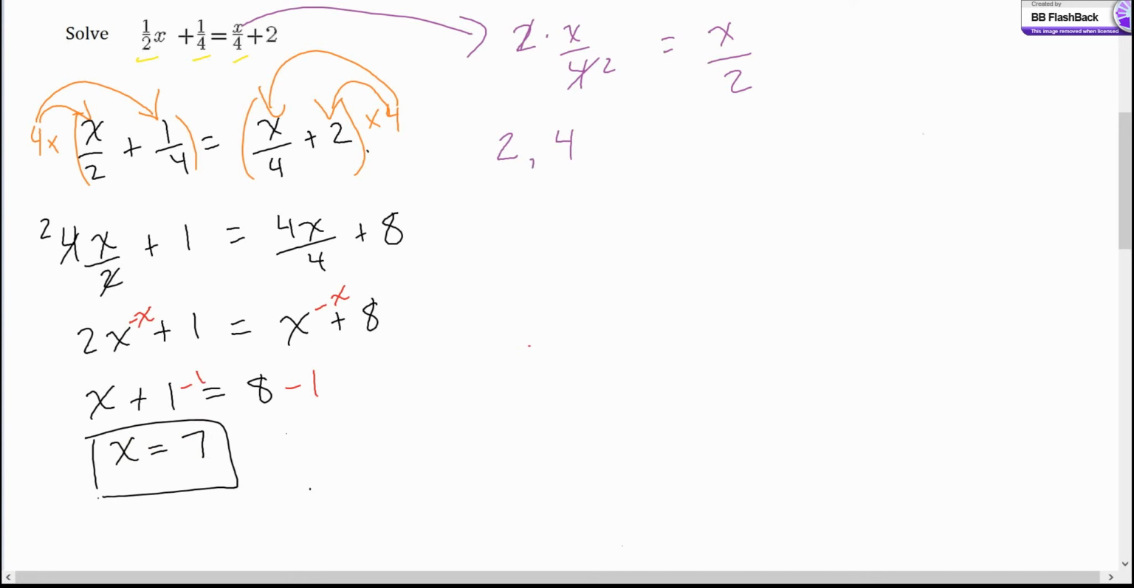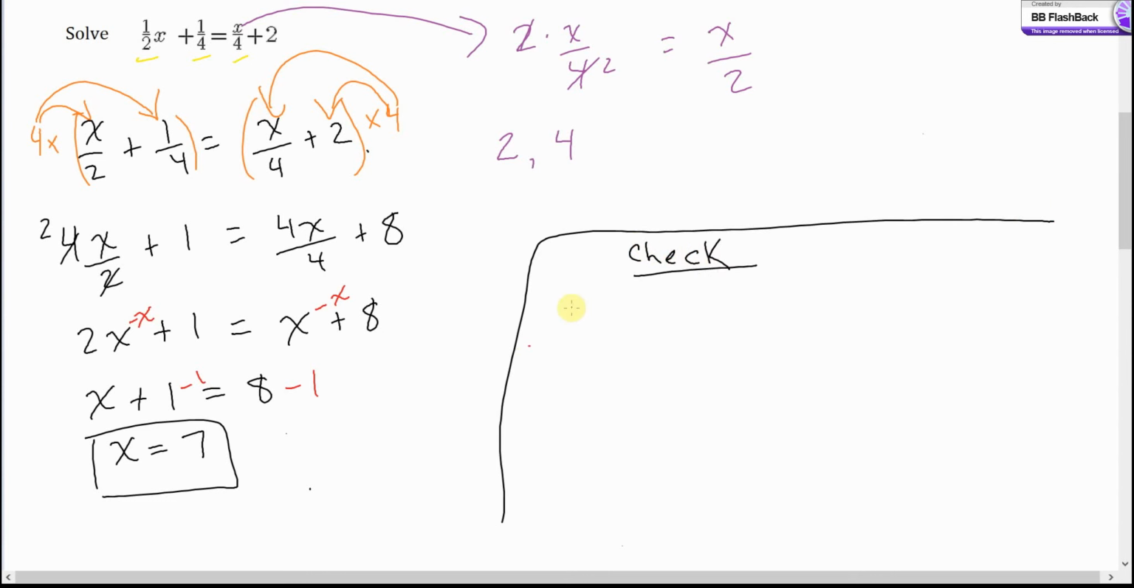Is that what you got using your other strategy? I hope so. How would you do a check? Well, we could do a check on this. Let's do one over here. Check. We work on the left side and the right side separately. The left side of the equal sign, that's what that means. And the right side.